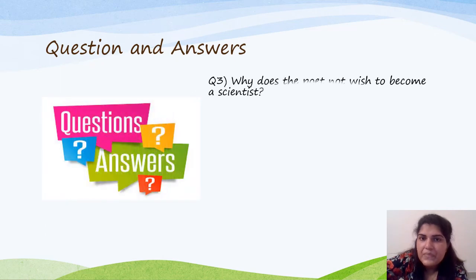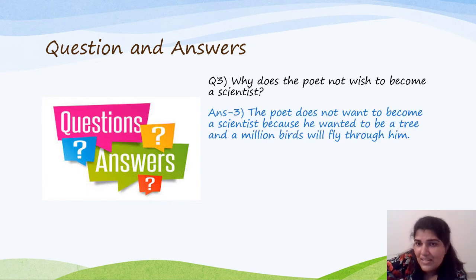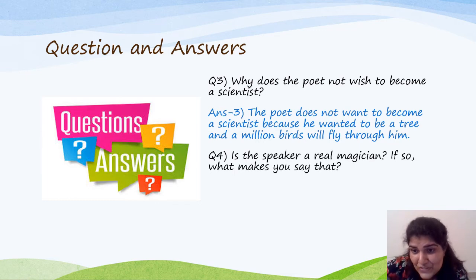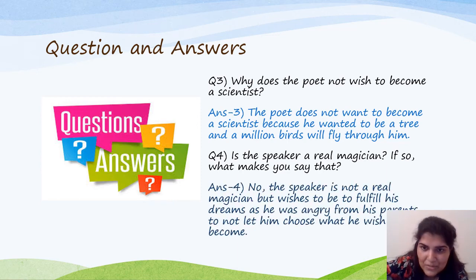And further, we have some more questions here. Why does the poet not wish to become a scientist? Because he does not want to become a scientist, he wants to become a tree. It's his creativity, his perspective of seeing the world in a different way than the usual. Is the speaker a real magician? If so, what makes you say that? No, the speaker is not a real magician. He's a child. He's just sharing his thoughts, right? He was angry with his parents for not letting him choose what he wants to become. Rather, they are trying to impose things on him to become what they want him to become.